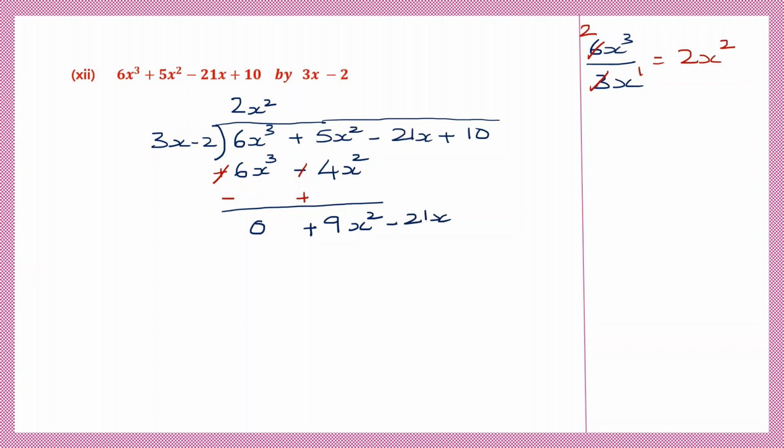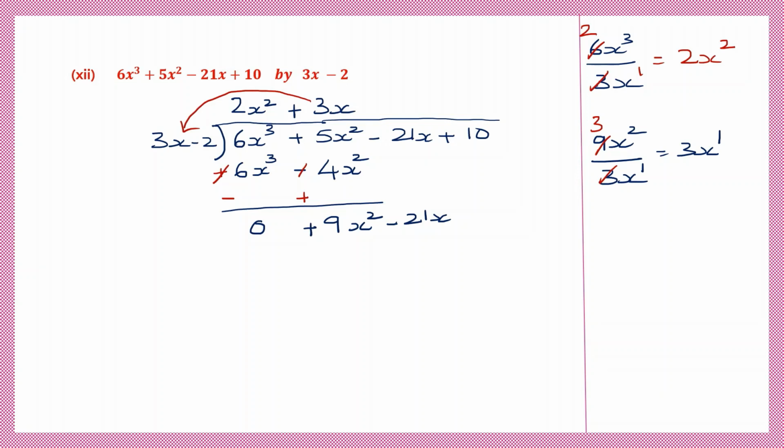Again take the first term, which is 9x square, and divided by the first term of the divisor, which is 3x. We can cancel 3 and 9 by 3. 3 3s are 9. So here we get 3x to the power of 2 minus 1, which is 1. So that is 3x. Again, that is plus 3x.